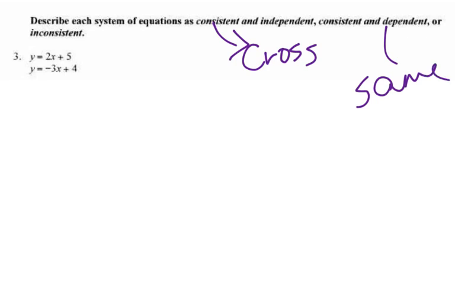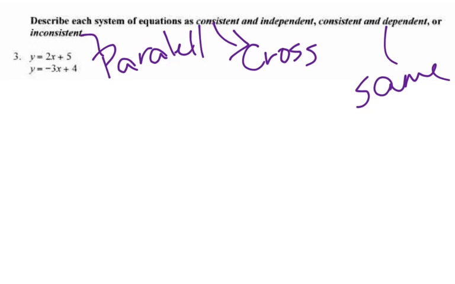Number 3 wants to know if they are consistent and independent, consistent and dependent, or inconsistent. Consistent and independent means that they cross. Consistent and dependent means that they are the same line, and inconsistent means that they are parallel.